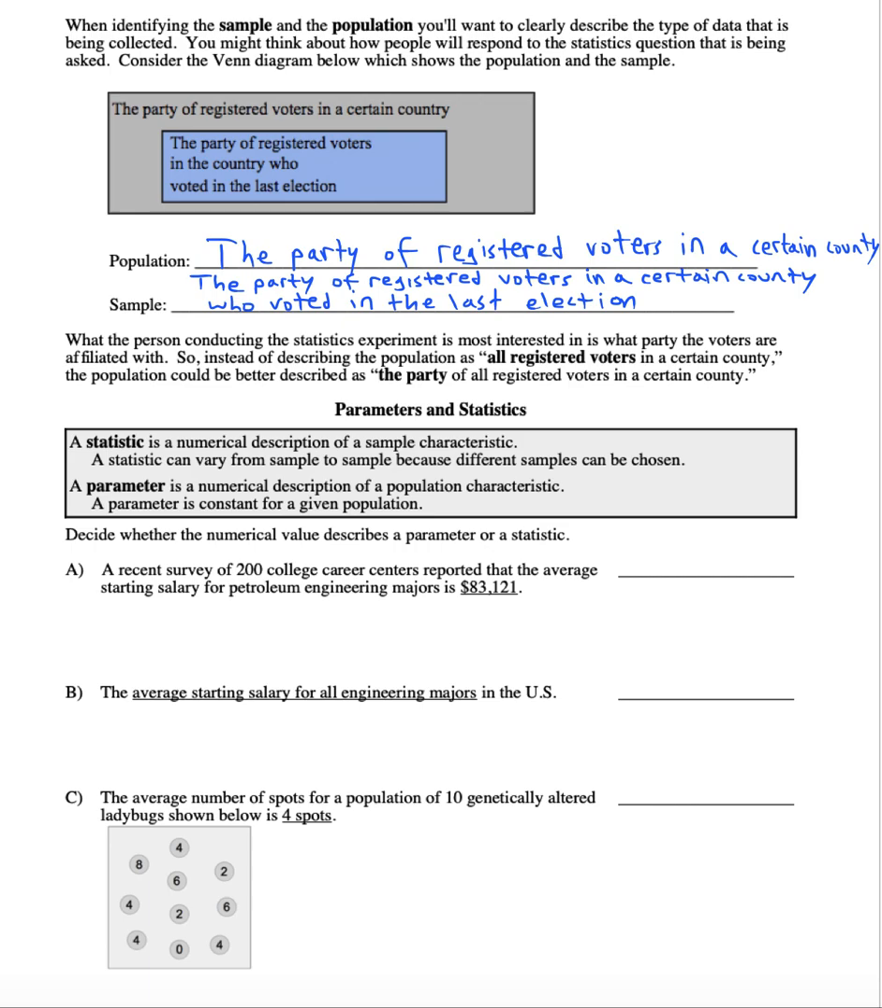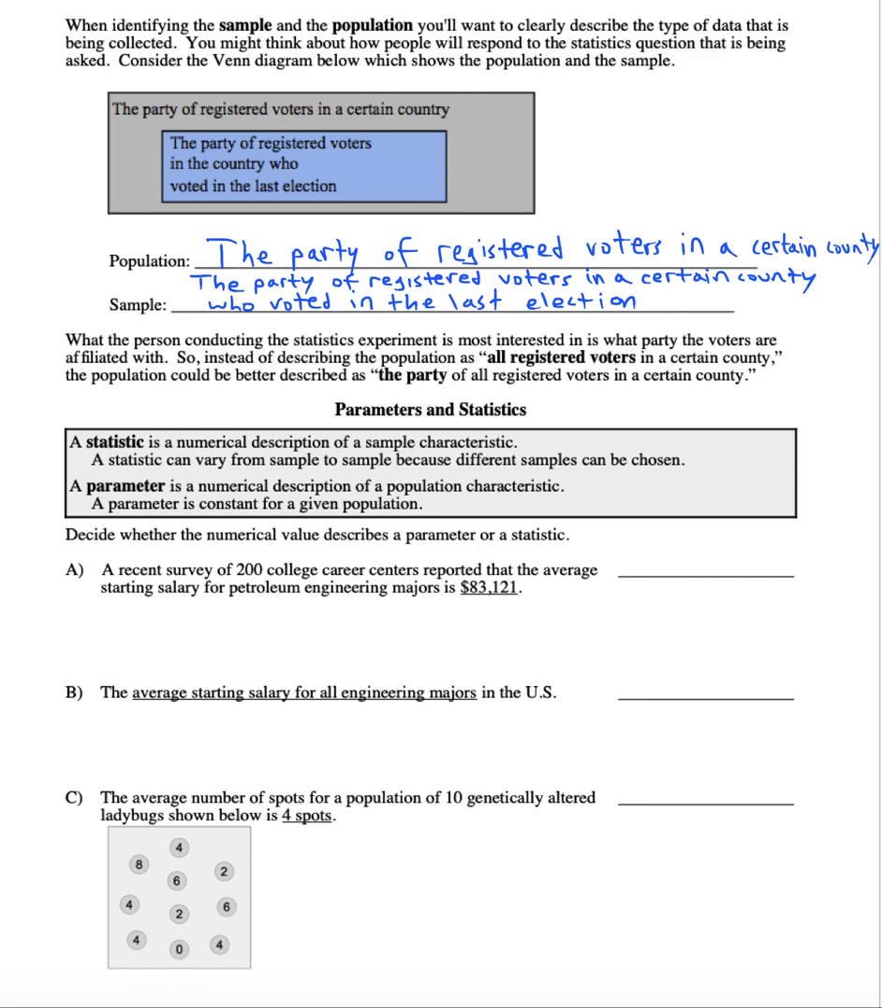Now let's look at the difference between a parameter and a statistic. A statistic is a numerical description of a sample characteristic. A statistic could vary from sample to sample because different samples might be chosen having different characteristics. A parameter, on the other hand, is a numerical description of a population characteristic. And parameters are constant for a given population. Who you include in your sample does not change the value of parameters.